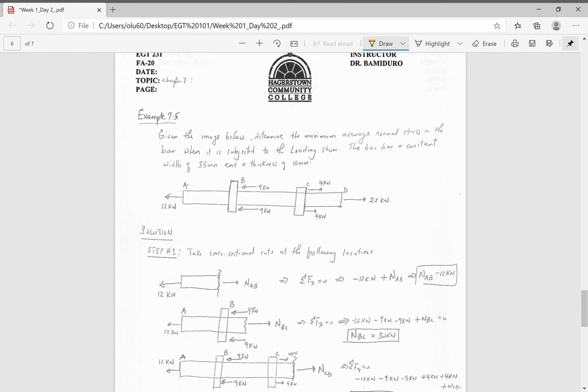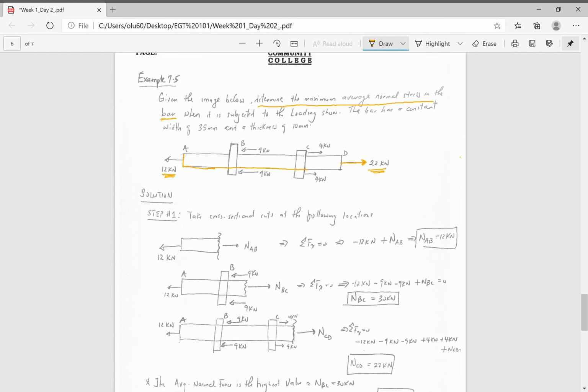We have this material, and it's being loaded on this end with 22 kilonewtons, and at point A, 12 kilonewtons. The question is asking us to determine the maximum average normal stress inside the bar. They told us that the bar has a constant width of 35 millimeters and a thickness of 10 millimeters.